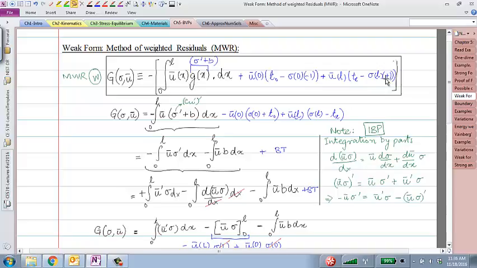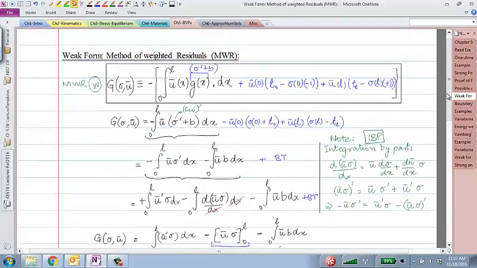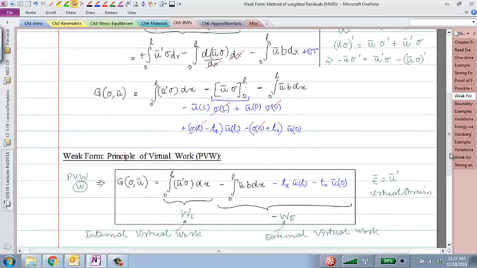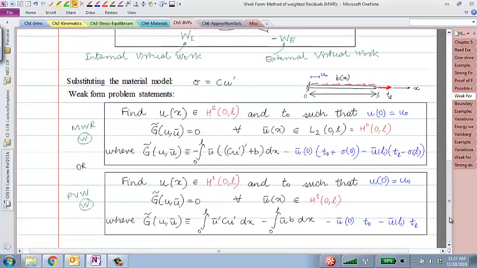So we are still solving the same problem as we should. We are still solving the strong form of the original problem, but we are just stating the problem in a different way. And last time we had laid out two important things, these two problem statements essentially, the method of weighted residuals form of the weak form and the principle of virtual work form of the weak form. Anybody remember what was the difference between these two forms?